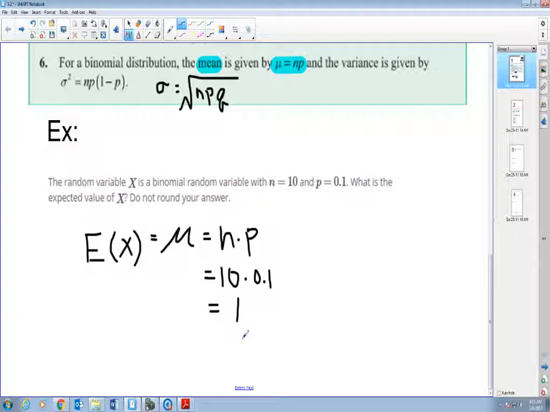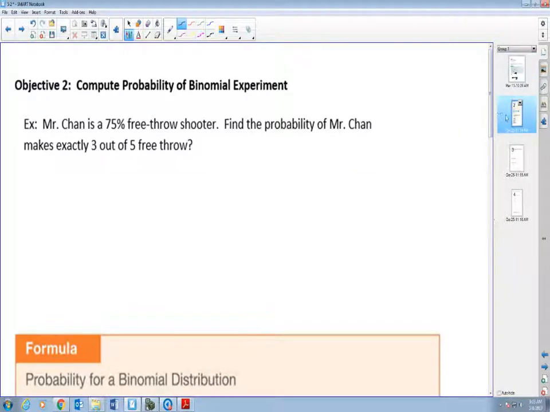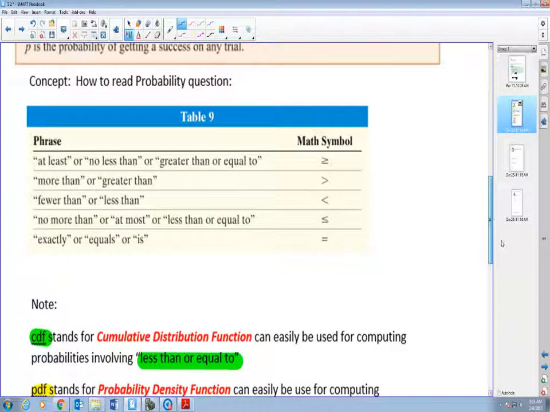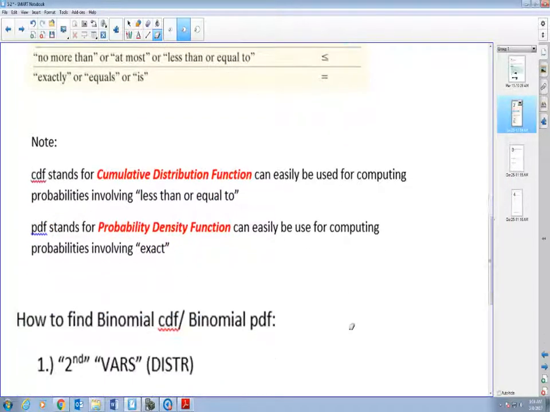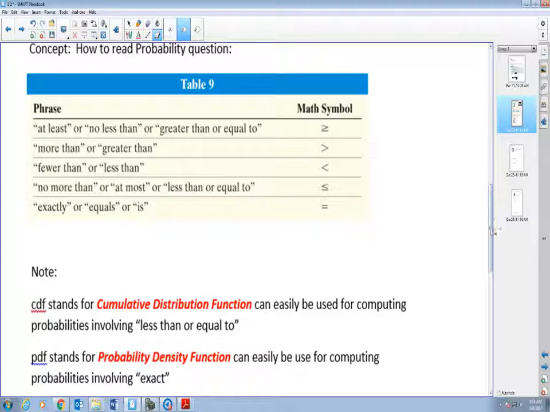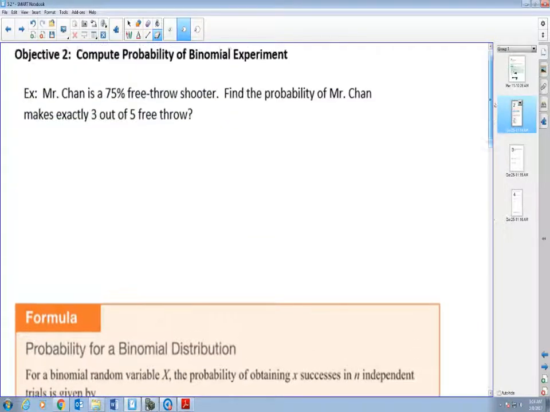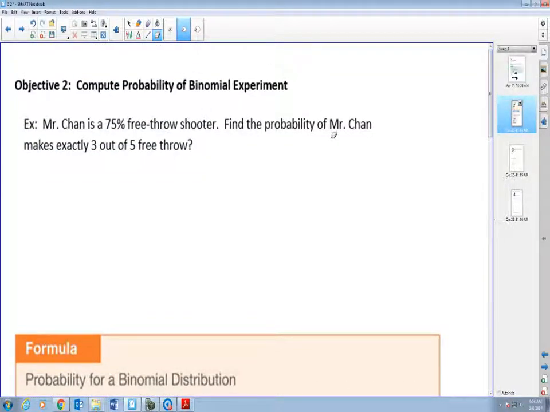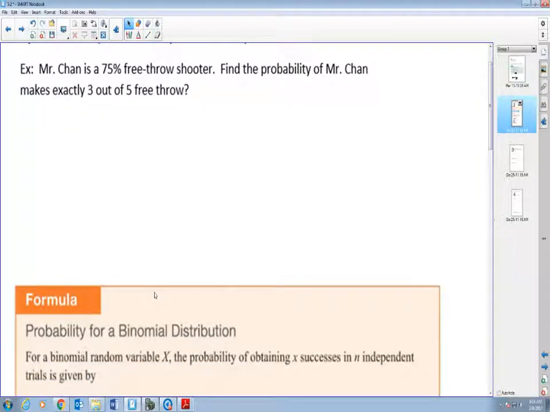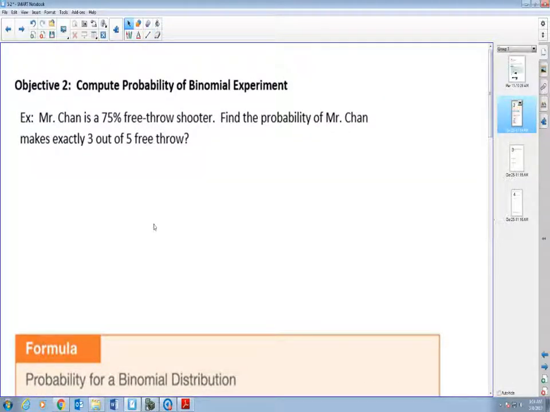Now let's take a look at the computation of how we compute the probabilities of a binomial experiment. Before I do that, I want to go over a problem to guide you a little bit and help you understand the formula.